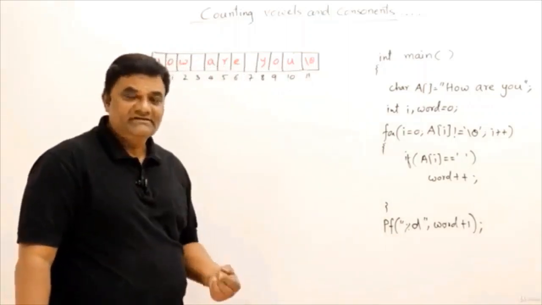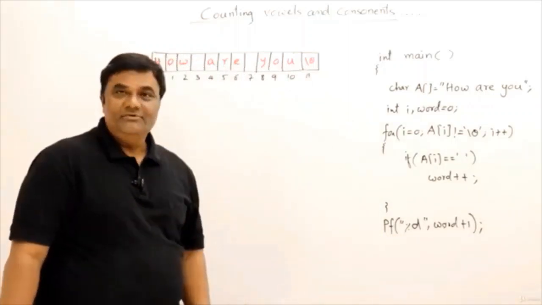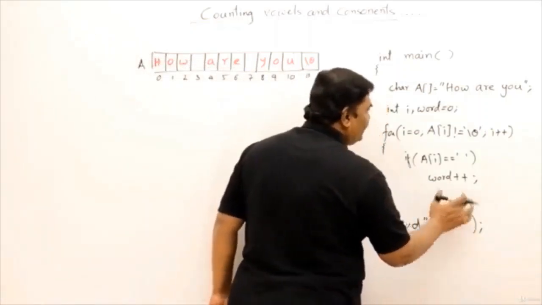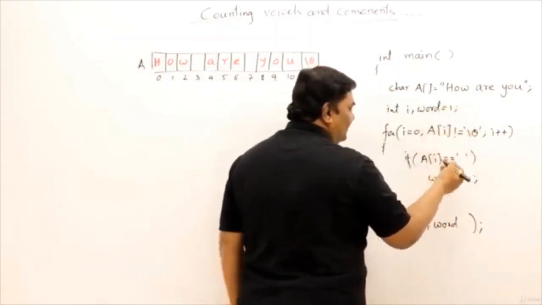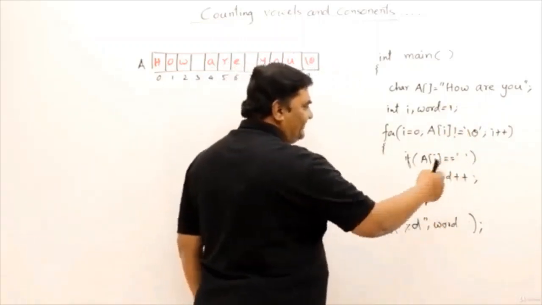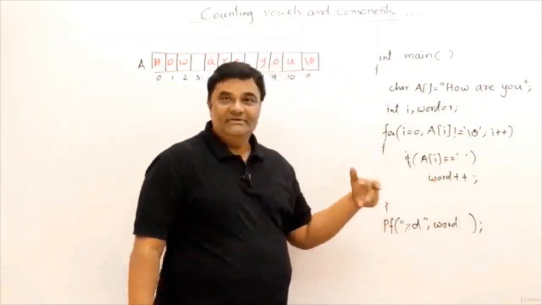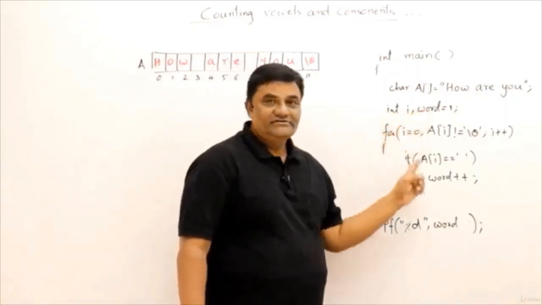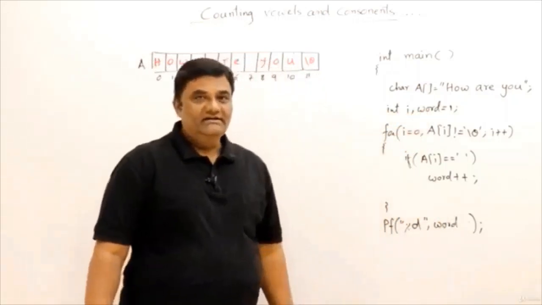Actually I have counted spaces. Then that plus 1 will give me the number of words. Or else, if you don't want to add it afterwards, then you can start from 1 here. Now as many spaces as we have, that many times this word count will increment. So there are 2 spaces, so 2 times it will increment. Already 1 we have, so total 3 words are there.